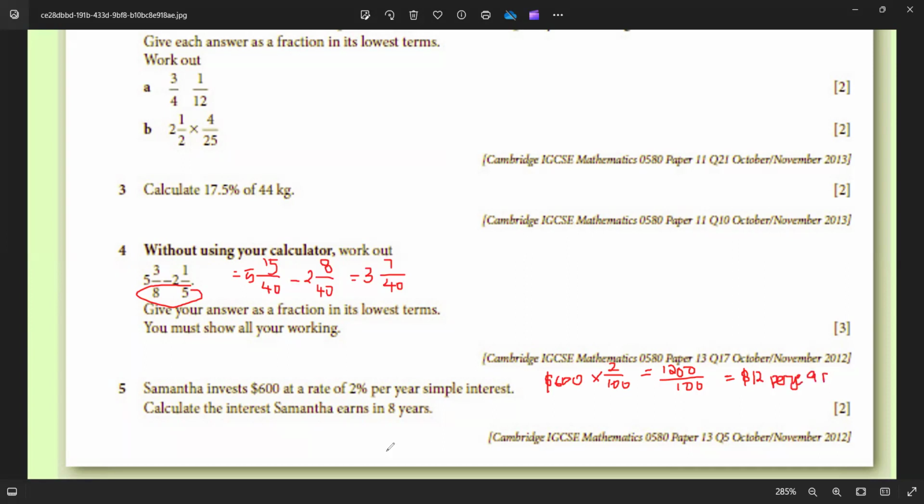Then it says 8 years, so we'll take 12 times 8. 12 times 8 will get 96. And this is the answer. And now we'll move to question 6.